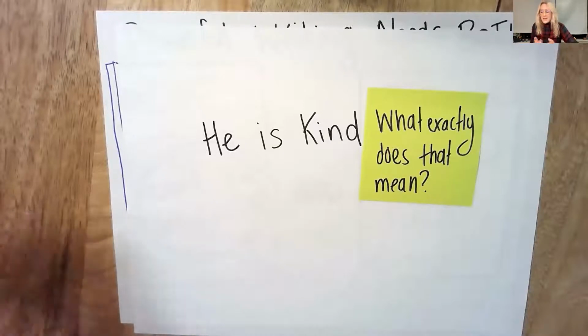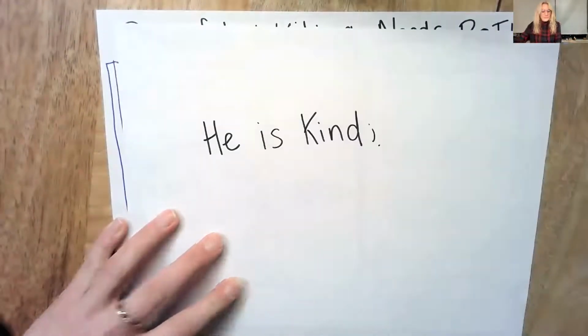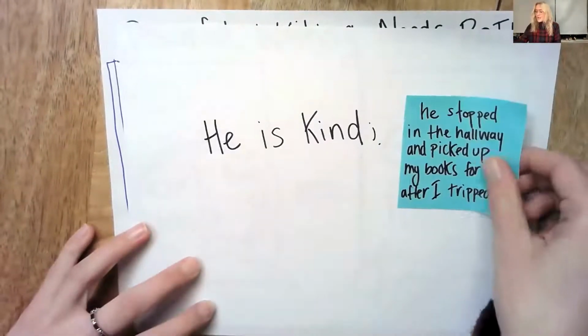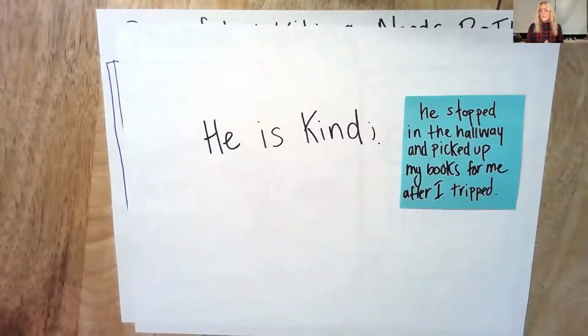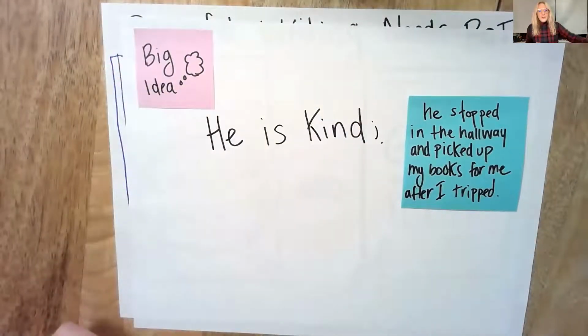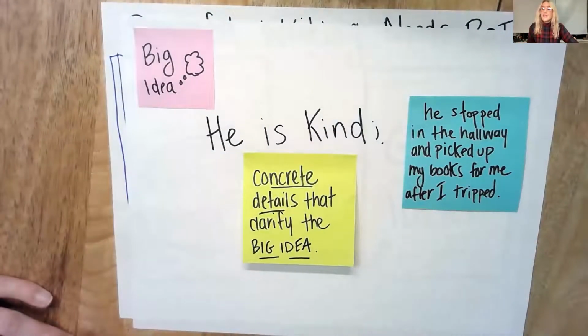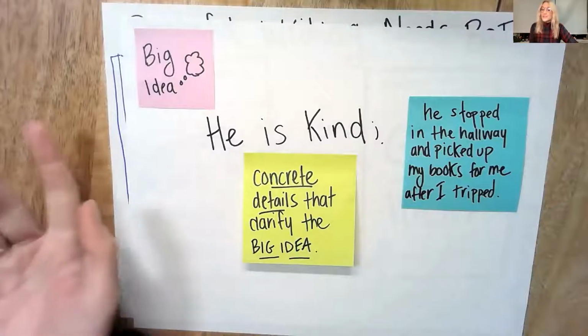What exactly do I mean about him when I say kind? Well, maybe to make this make sense, I could add an example of a time where he was kind, to show you what I mean by kind. So, how about this one? He is kind. He stopped in the hallway and picked up my books for me after I tripped. Now, not only do I have a big idea, he is kind, but I also have concrete details that clarify that idea, making it easier for me to teach you.